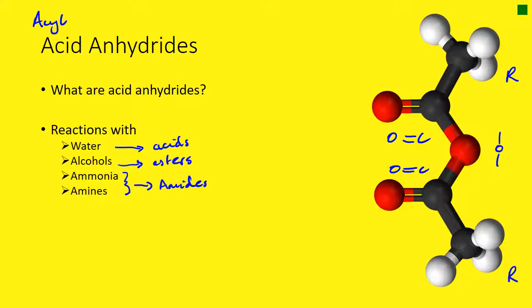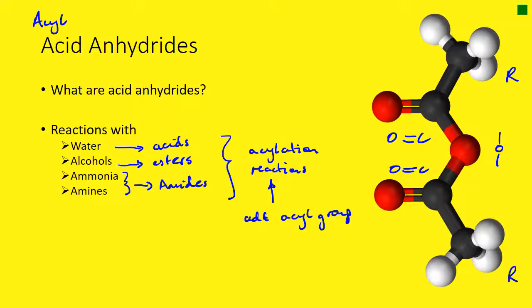You can add an acyl group of your choice to the nucleophile. So these reactions here are called acylation reactions, as were the similar reactions with the acyl chlorides. They're acylation reactions and they add an acyl group. So that's what these reactions do. They add an acyl group right to a nucleophile.